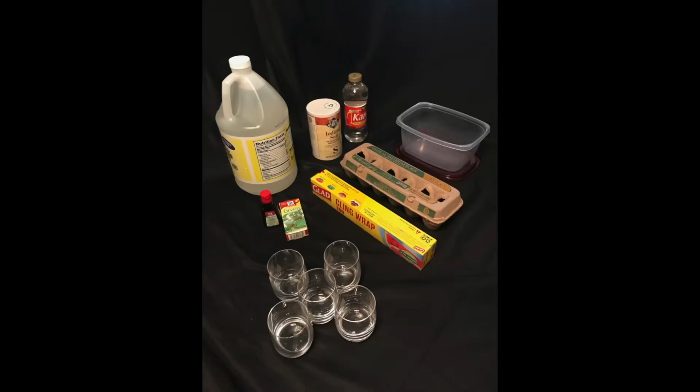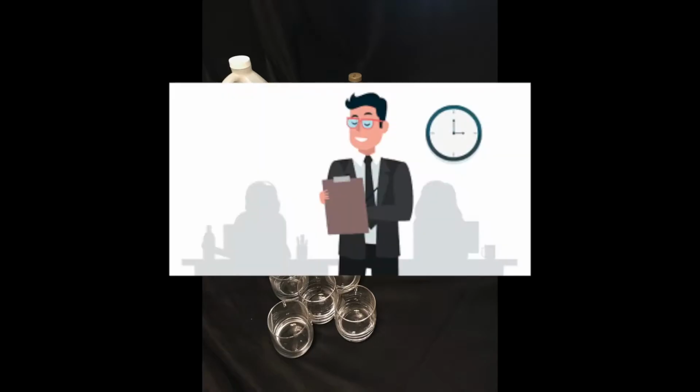For this experiment, you will need the following items. Several raw eggs. You will only need 5, but it is a good idea to use a few more just in case. Vinegar, corn syrup, plastic wrap, salt, food coloring, 5 small cups or containers, 1 large container, and a supervisor.